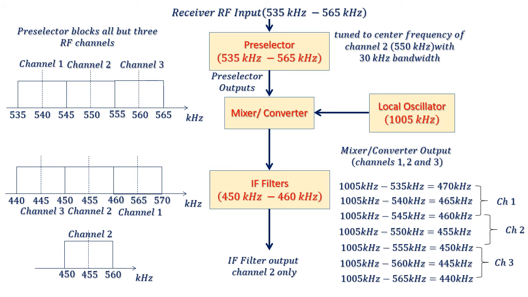Let's take a look at how the receiver selects only one channel out of multiple other channels. First thing we have to look at is the preselector. The preselector blocks all but 3 RF channels. So in here we have channel 1, channel 2, and channel 3, and it has a frequency range of 535 kHz up until 565 kHz. So the bandwidth is around 30 kHz. It is tuned to the center frequency of channel 2, which is 550 kHz.